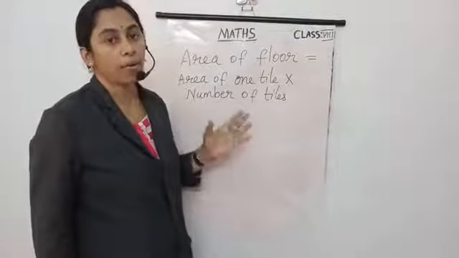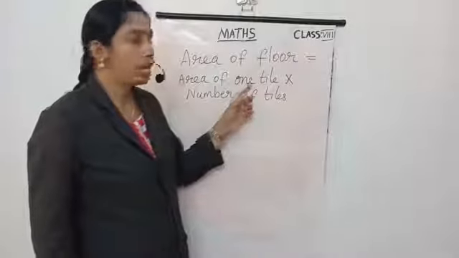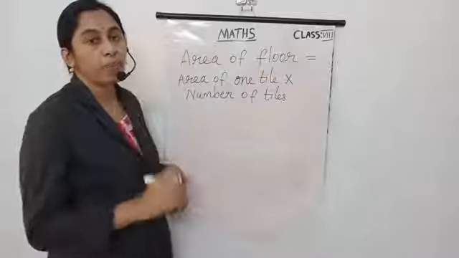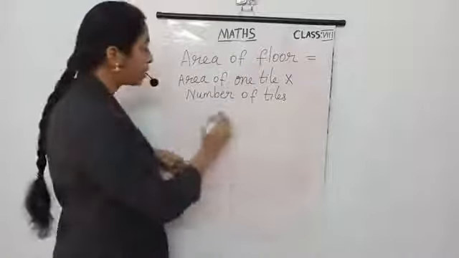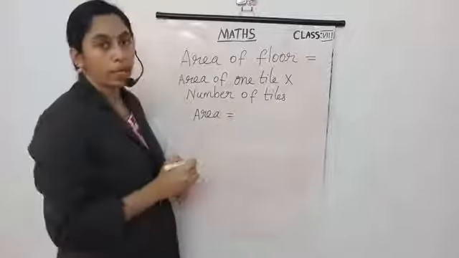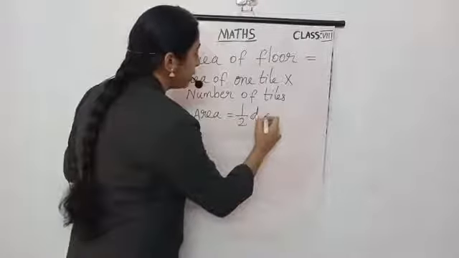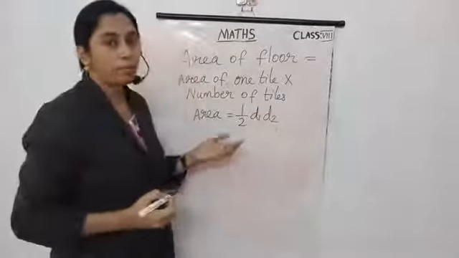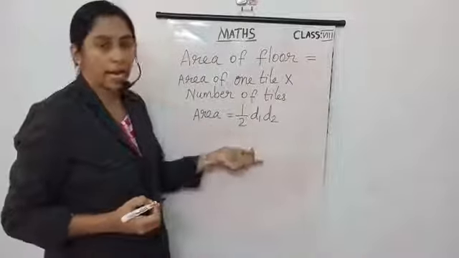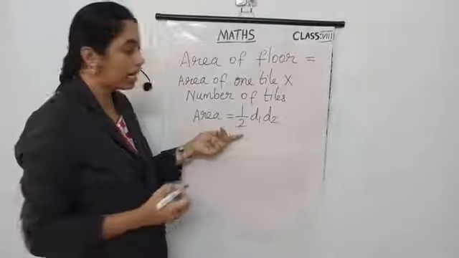Here given number of tiles as 3000. So, we need to find area of one tile first. Now, the tile is in the shape of rhombus. So, what is the formula for finding area of a rhombus? Do you remember? Yes, half D1 D2, or BH. Two formulas we have. Here given diagonals, so we choose this formula for finding area.